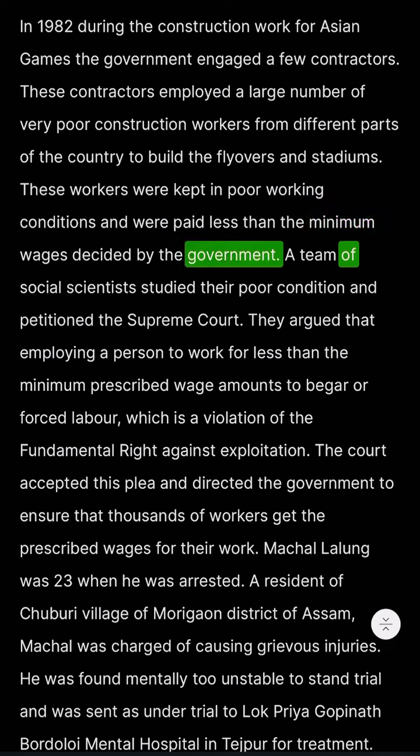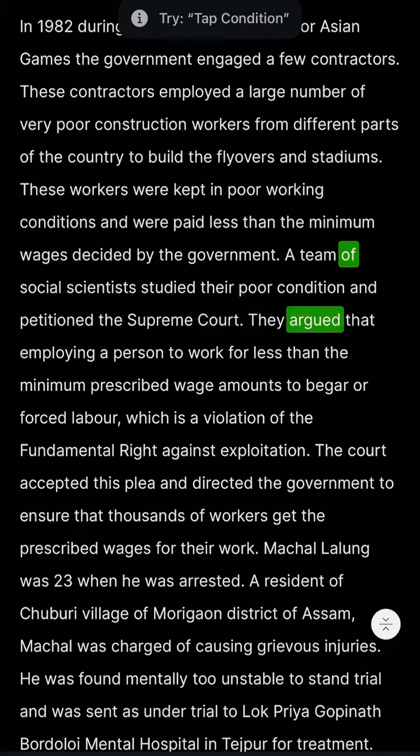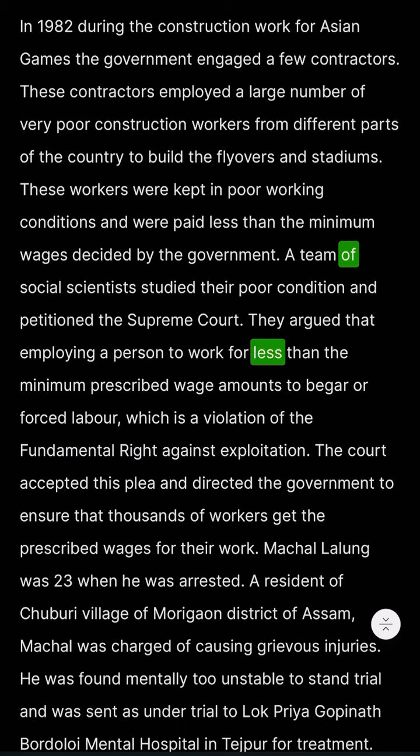A team of social scientists studied their poor condition and petitioned the Supreme Court. They argued that employing a person to work for less than the minimum prescribed wage amounts to begar or forced labor, which is a violation of the fundamental right against exploitation. The court accepted this plea and directed the government to ensure that thousands of workers get the prescribed wages for their work.